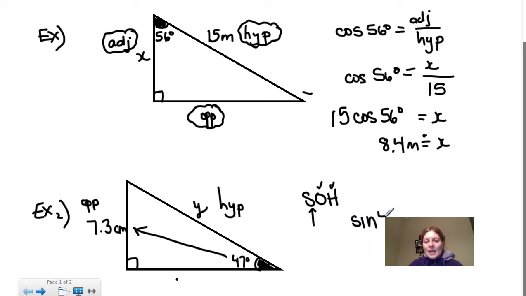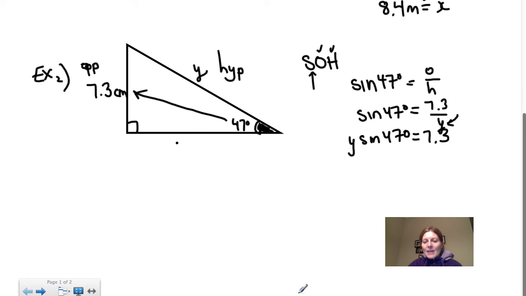So I'm going to set it up again. The sine of 47 degrees is equal to the opposite over the hypotenuse, which in this case is equal to 7.3 over Y. Now you can see that this example is different than the one above. Here the unknown is at the top, and here the unknown is at the bottom. But I'm going to do the same process. Notice that this 15 ended up coming over here and multiplying. Well, I'm going to do the same thing with the Y. The Y is going to come over and multiply sine 47 degrees, and that's going to equal 7.3.